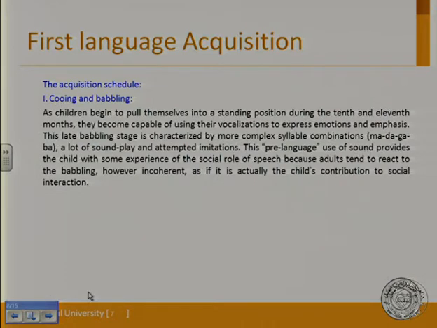Now, as children begin to pull themselves into a standing position during the 10th and 11th months, they become capable of using their vocalizations to express emotions and emphasis. This late babbling stage is characterized by more complex syllable combinations like ma, da, ga, ba, a lot of sound play and attempted imitations. Now, this pre-language use of sound provides the child with some experience of the social role of speech, because adults tend to react to the babbling, however incoherent, as if it is actually the child's contribution to social interactions.